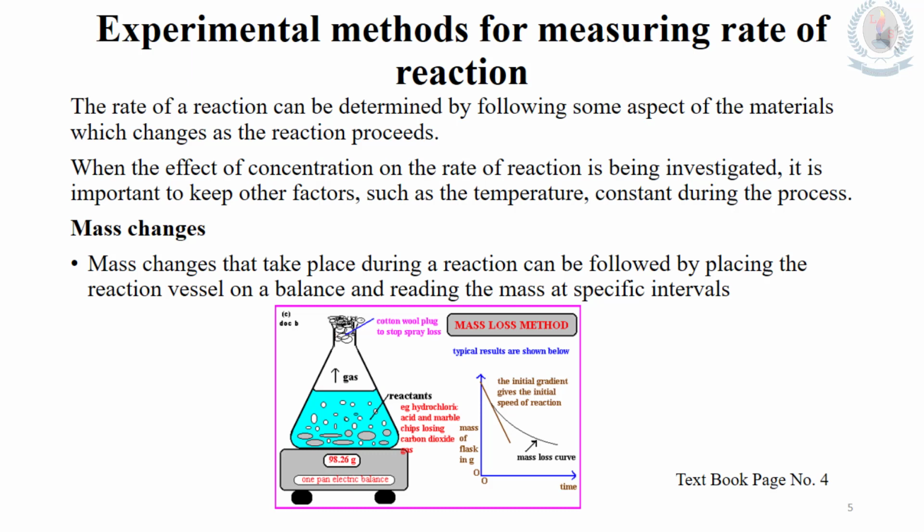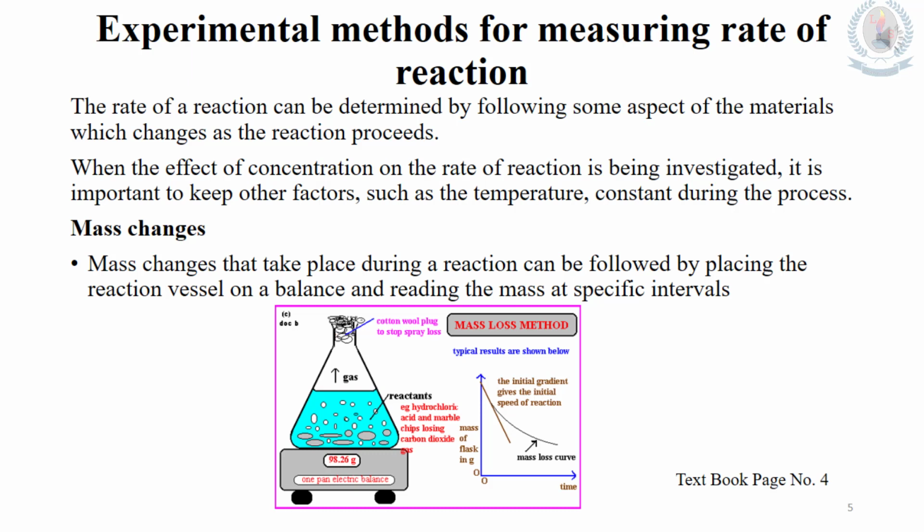Now we will discuss experimental methods for measuring rate of reaction. The rate of reaction can be determined by following some aspect of the materials which changes as the reaction proceeds. If we need to find out the effect of concentration, we are changing the concentration of the reactants. So very important to keep other factors such as temperature constant during the process.